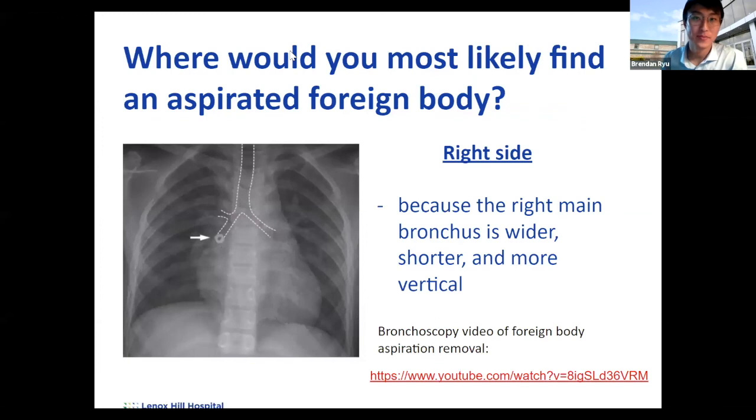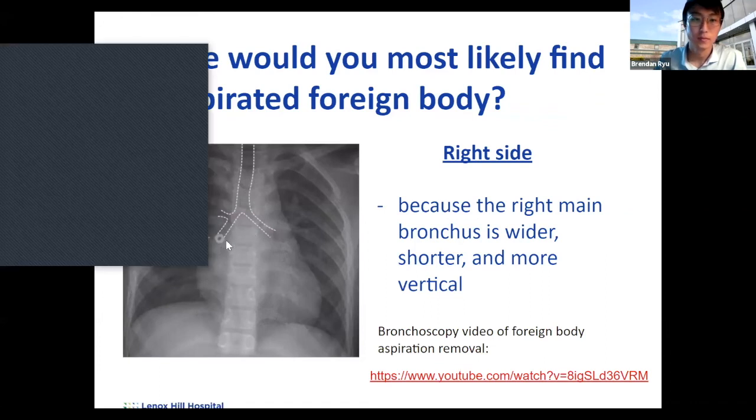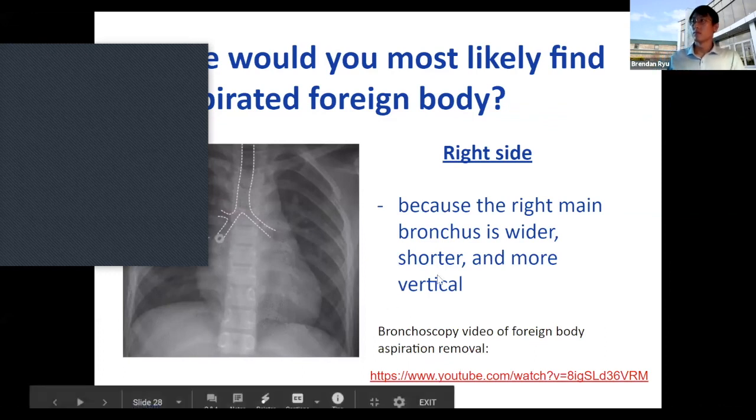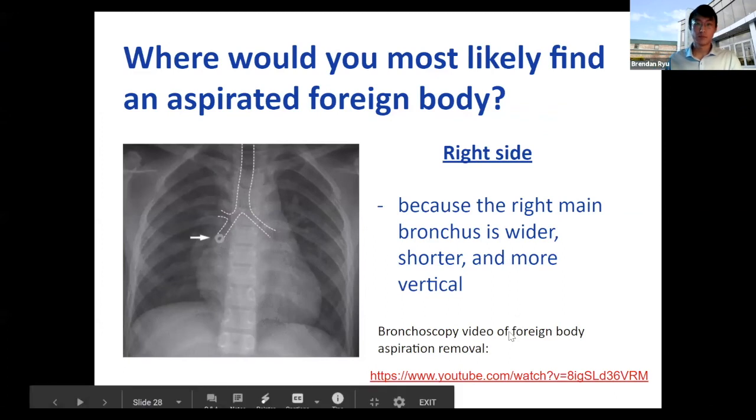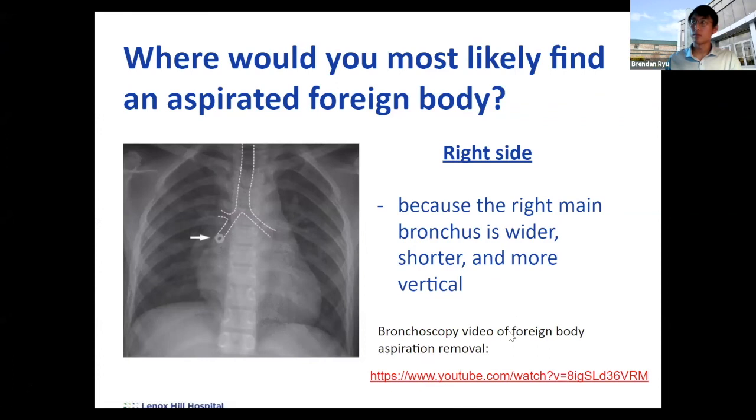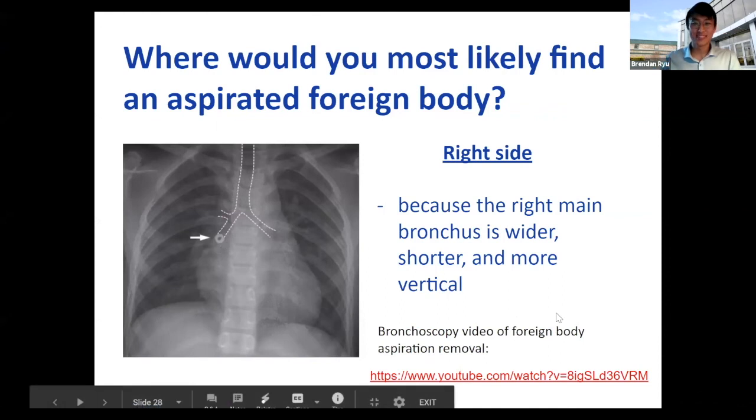All right, so the correct answer is the right side, because as you can see on this diagram, the right bronchus really comes down at a steeper angle. It's a little wider and a little shorter. So that's most likely where we're going to find an aspirated foreign body, although there's always going to be some variation. And I put a link to a bronchoscopy video where you can see the removal of a pencil eraser, which is cool. It just takes you down the trachea and through the bronchi.